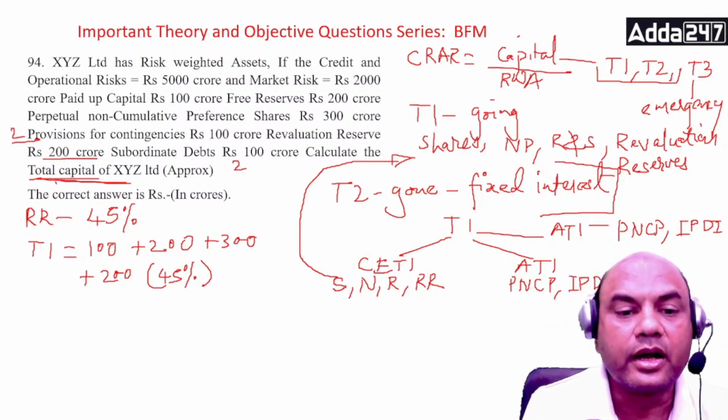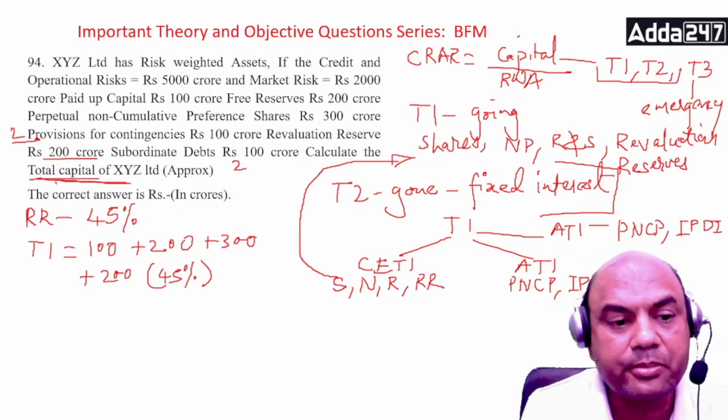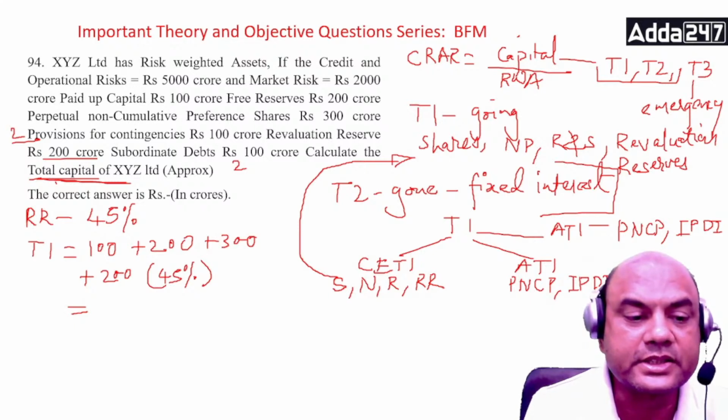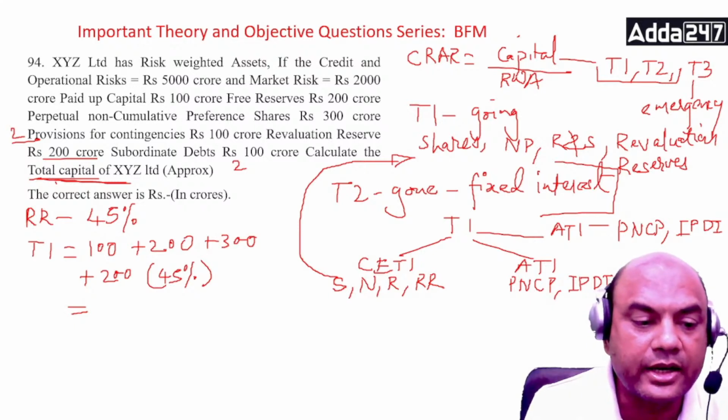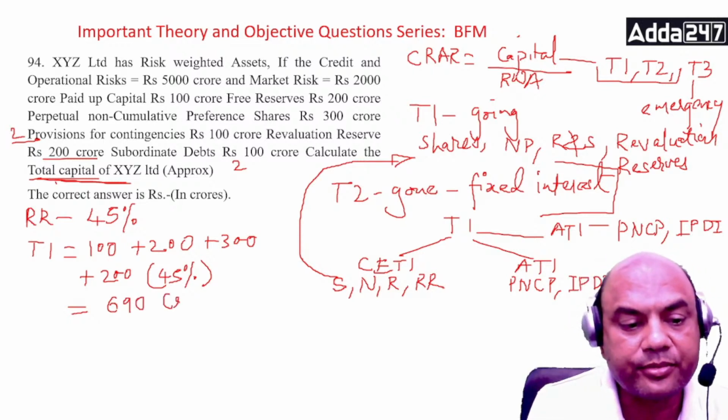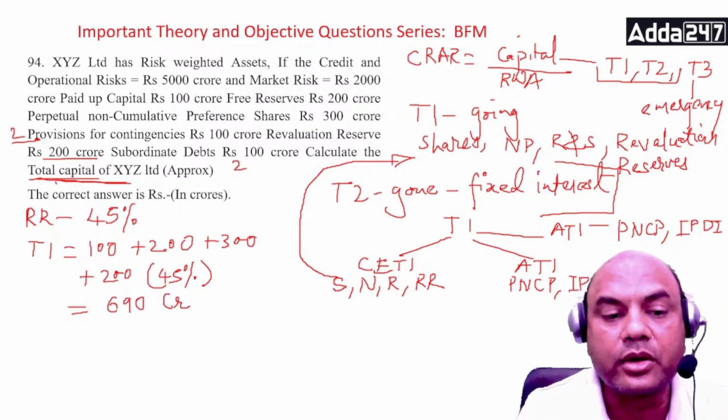T1 is 100 plus 200 plus 300 plus this 90, right? So 3 plus 3 is 6, 6 plus 2 is 8, 90, 690. This is my T1 capital, 690 crores. Okay, what is my T2 now?